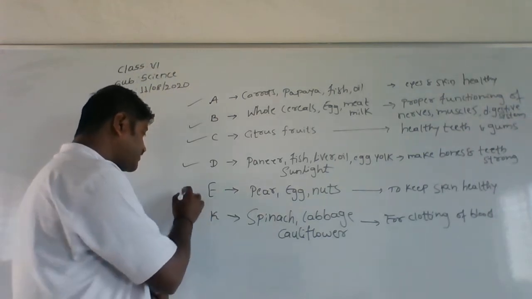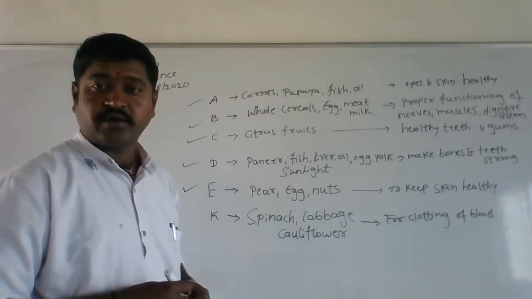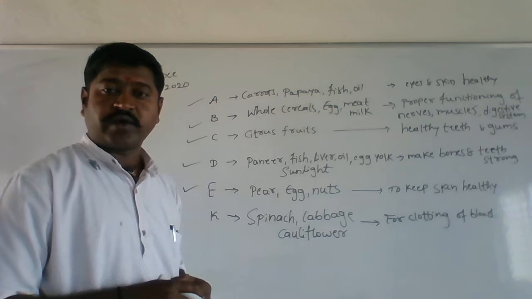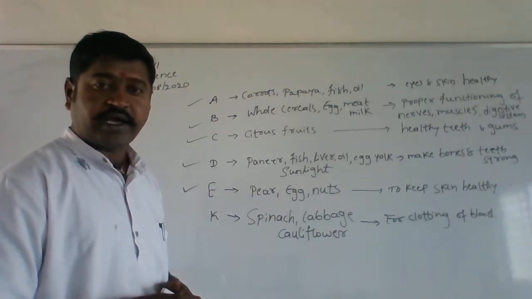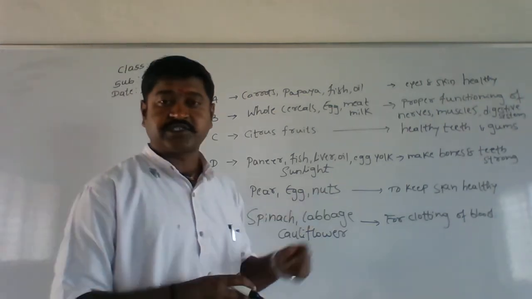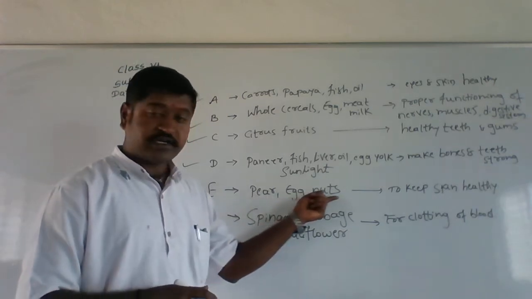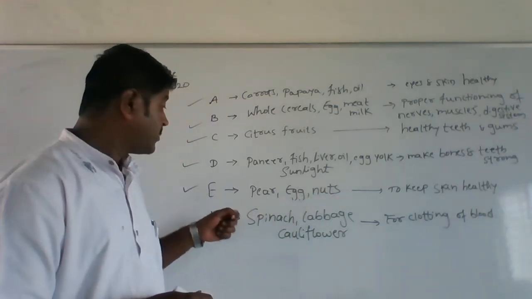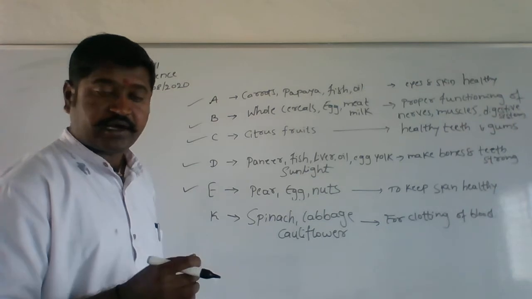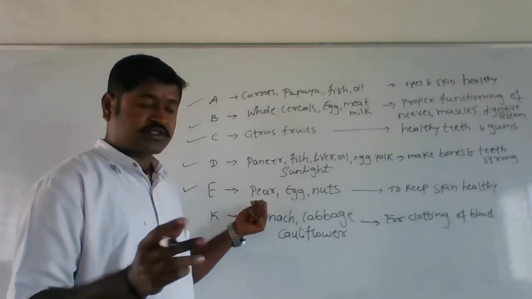The next one is vitamin E. Where do we get this vitamin E? We get this vitamin E from egg, pear and nuts. So these are the food items which have vitamin E in them. That is pear, egg and nuts. Pear is also a fruit, right?